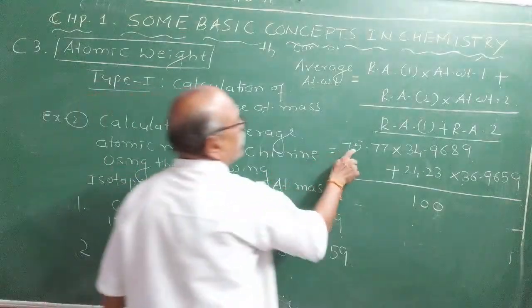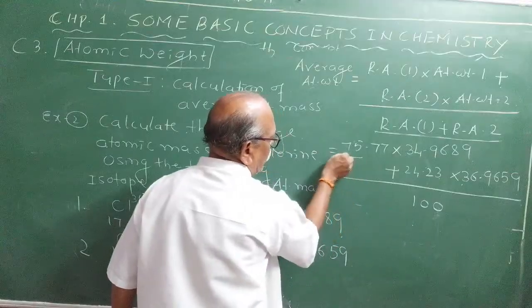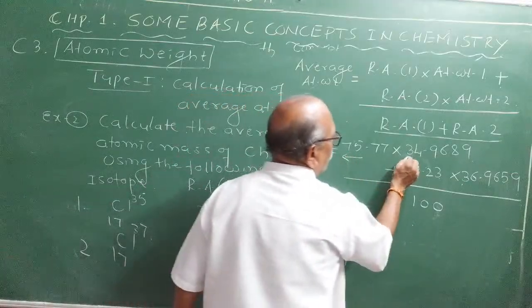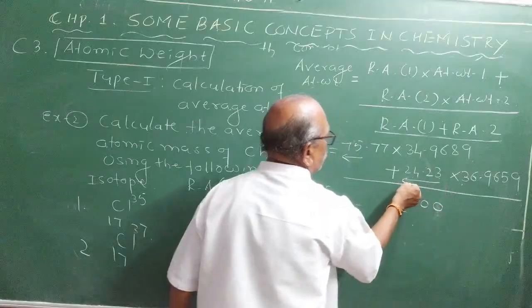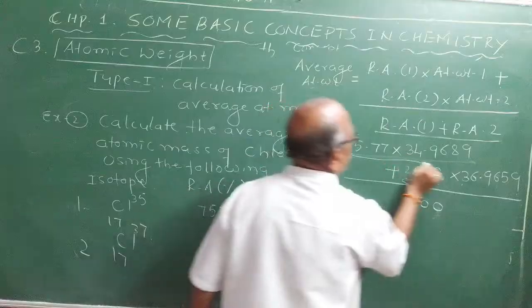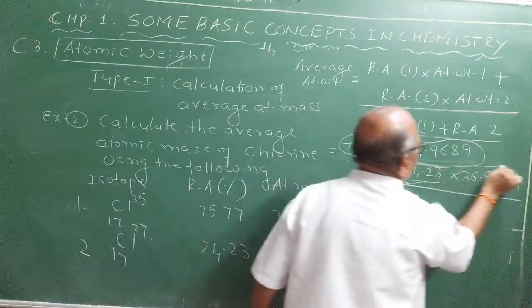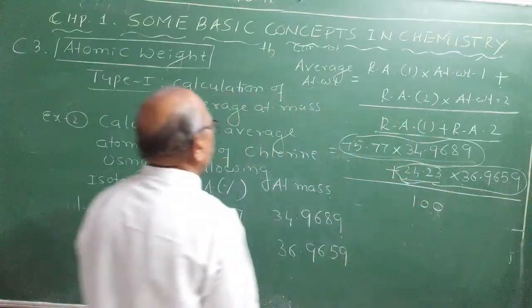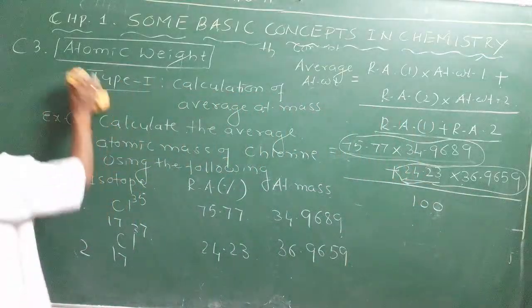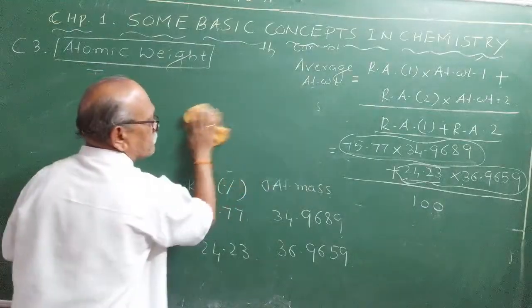Divide every relative abundance by 100. Means you have to shift the decimal point 2 places to the left, and this also 2 places to the left. Divide the first one by 100, the second one also by 100, and calculate. This is a problem given in your textbook. It may appear for 2 marks.